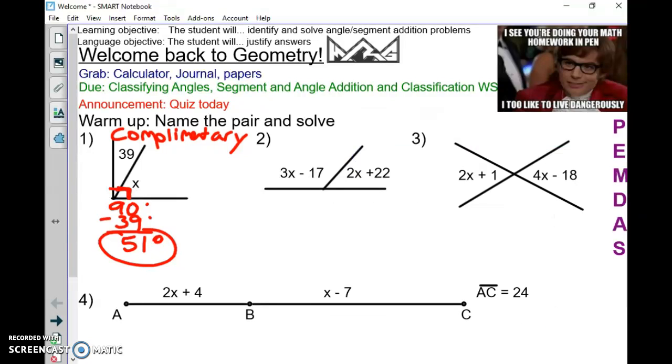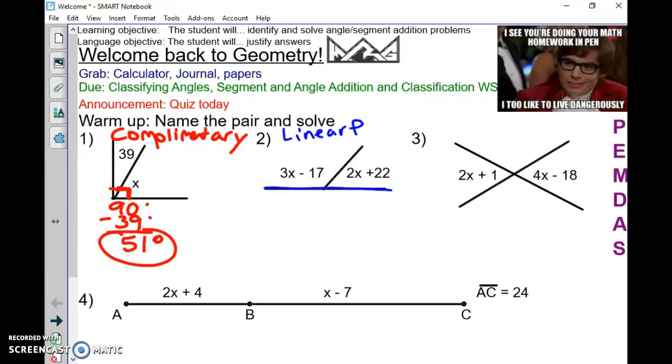On number two, we have two angles here. First, let's talk about naming it. What do you call these two angles if they make a straight line on the bottom? What do we call that? Okay, we call it a line, but the two angles are called a linear pair. They make a line, linear pair, right? So linear pair is correct.